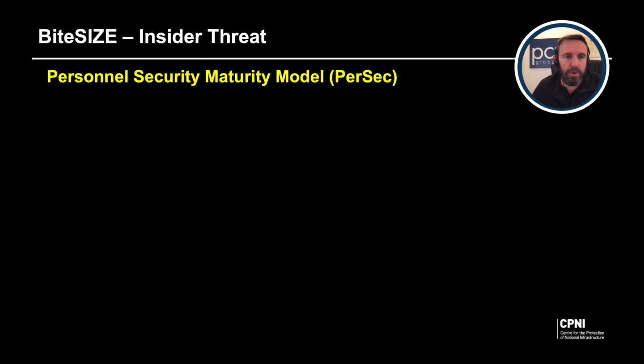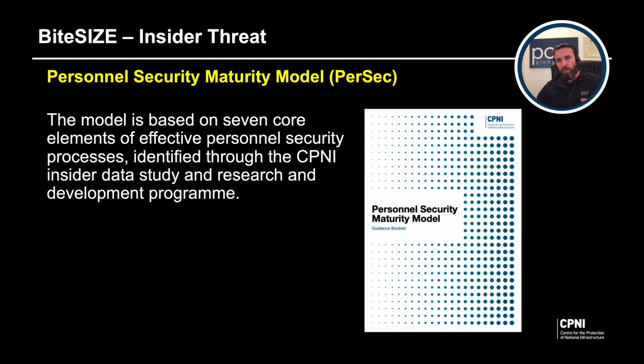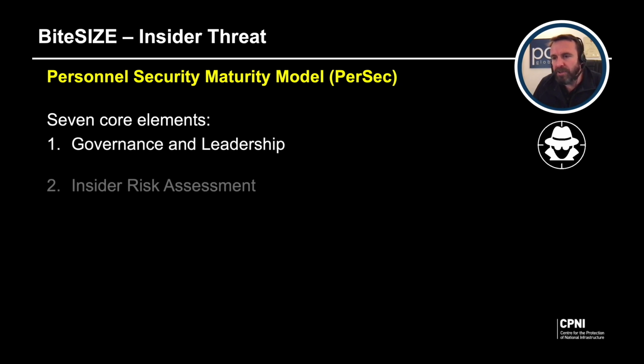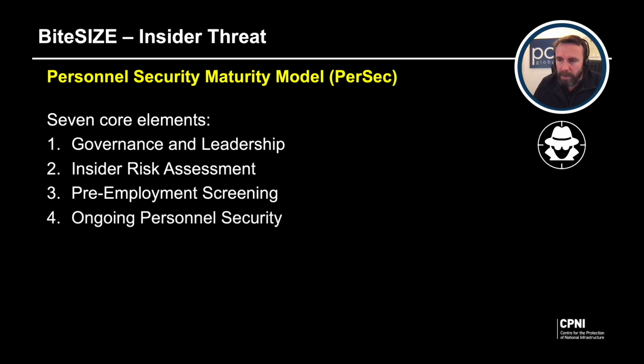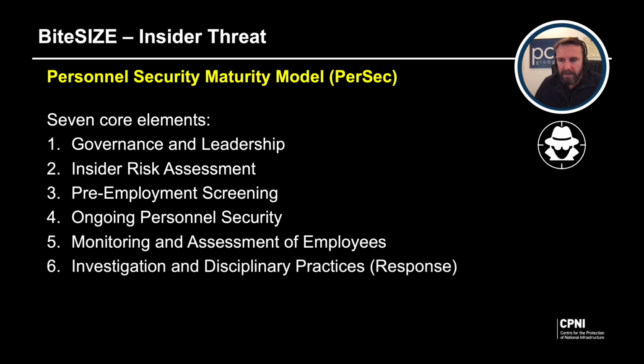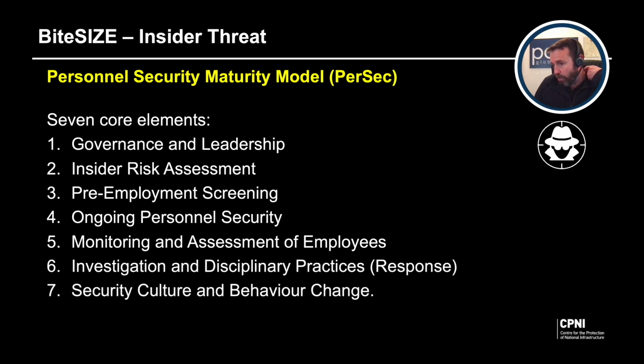Now we're on to the PerSec. So it's the personnel security maturity model, which we will have a look at now in a little bit more detail. And the model is based on 7 core elements of effective personnel security processes, which have been identified by the CPNI through their insider data study. 7 core elements. What are they? Governance and leadership, insider risk assessment, pre-employment screening, ongoing personnel security, monitoring and assessment of employees. Monitoring is ongoing, remember. Investigation and disciplinary, and then security culture and behavioural change.